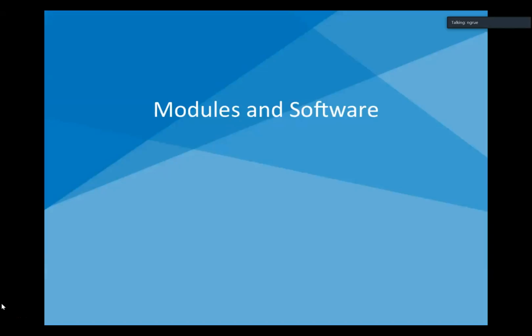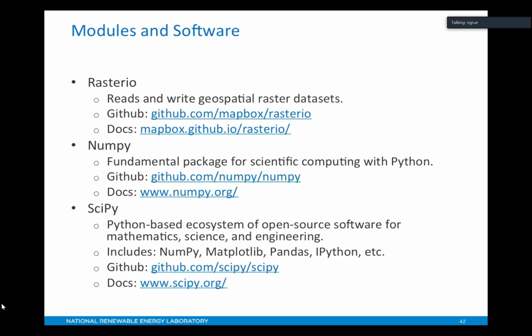So just briefly going over the different modules and software that we used. Rasterio, as I mentioned, reads and writes geospatial raster data sets. NumPy is a really commonly used Python scientific computing module. NumPy actually combines a bunch of these tools together, so you'll find NumPy is also in the SciPy environment. But then you get things like Matplotlib, Pandas, IPython. All these things are pretty typical scientific computing modules, and SciPy just stacks them all together.